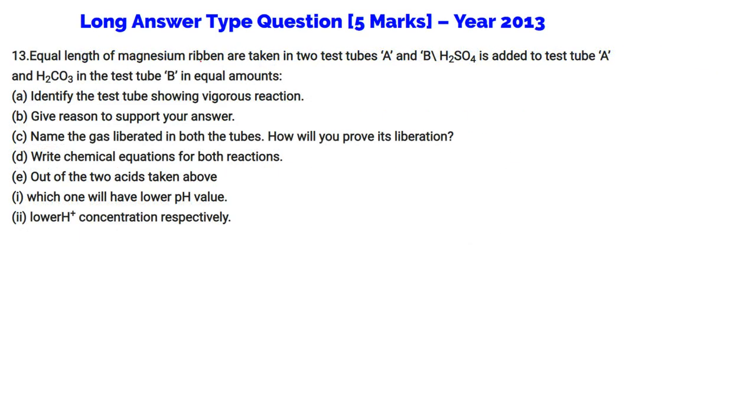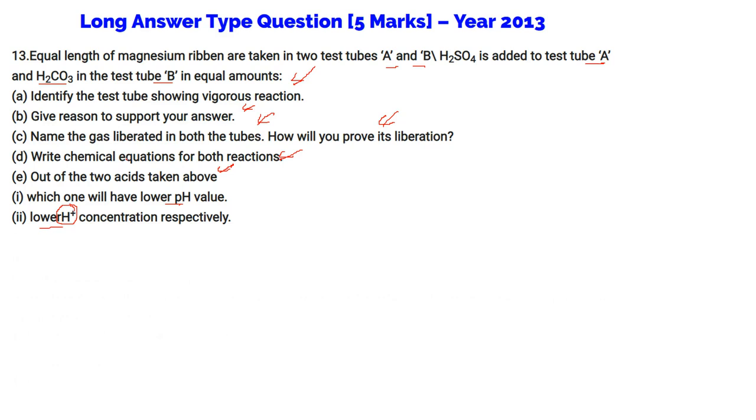Equal lengths of magnesium ribbon are taken in two test tubes A and B. H2SO4 is added to test tube A and H2CO3 to test tube B in equal amounts. We have to identify the test tube showing vigorous reaction and give a reason to support. We have to name the gas liberated in both the tubes and how we will prove its liberation. Write the chemical equations for the reactions of the two acids taken above. Which one will have lower pH, and lower H plus concentration, respectively?